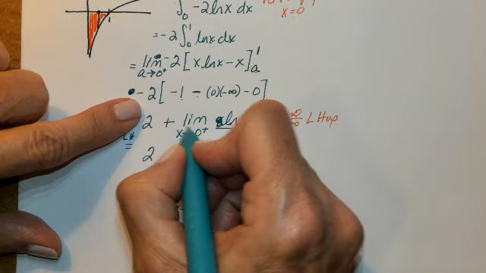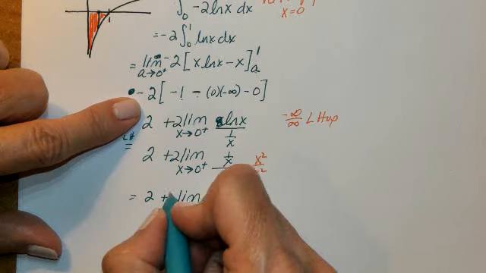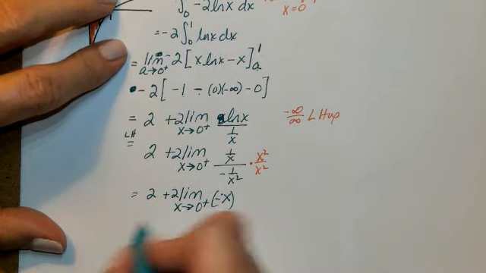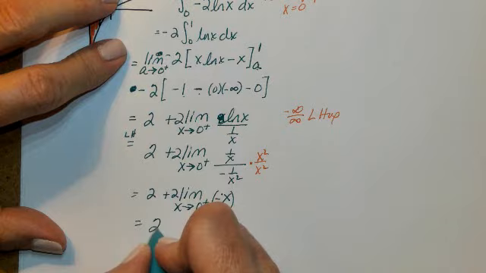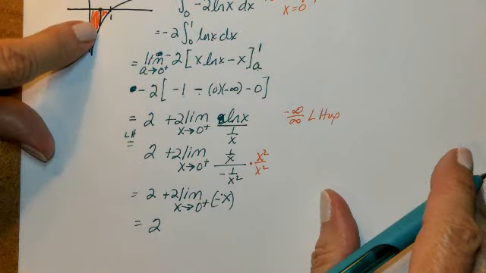This would, by the way, be a 2 times, because I would have to do that. Not that it'll matter much here, because this is all just 0. So this is just 2. So this area was 2. All right?